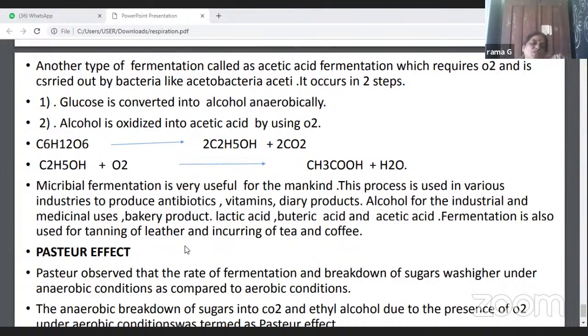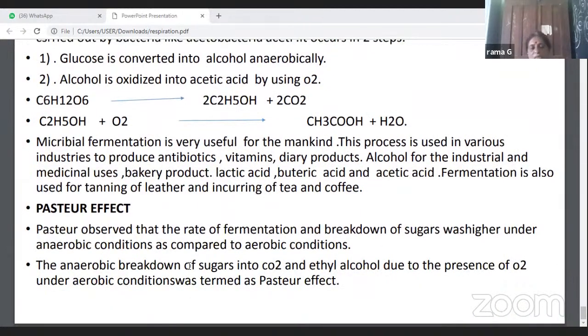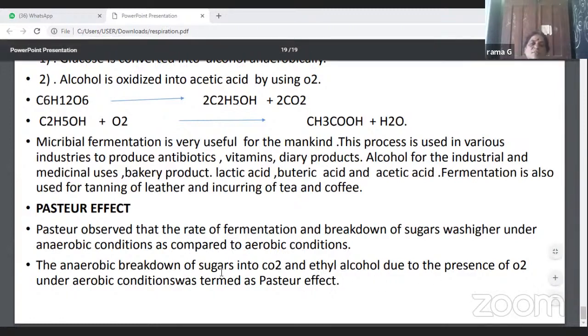And what is the Pasteur effect? Pasteur discovered and stated one thing. When these microbes first undergo anaerobic respiration, the sugars split into carbon dioxide and ethyl alcohol, and after that they undergo aerobic respiration, isn't it? That means the production of ethyl alcohol and CO2 is reduced due to the presence of oxygen under aerobic conditions. That's why it is termed the Pasteur effect.